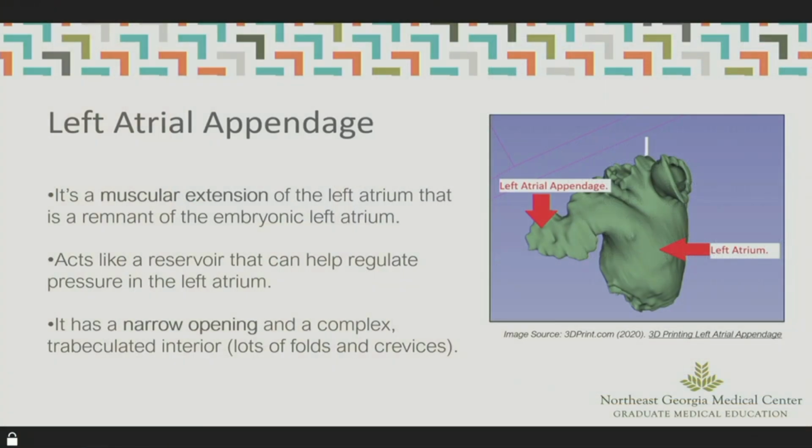So what is the left atrial appendage? Let's start there. The left atrial appendage is an embryonic remnant from the left atrium. The physiological role is kind of debated. It has some impact in regulating pressure in the left atrium. It also has stretch receptors on it that impact blood pressure. The left atrial appendage has a narrow opening. It's a complex trabeculated interior with lots of folds and crevices.